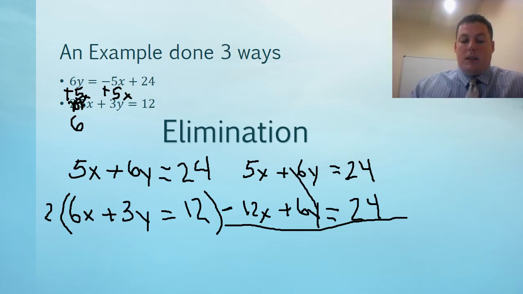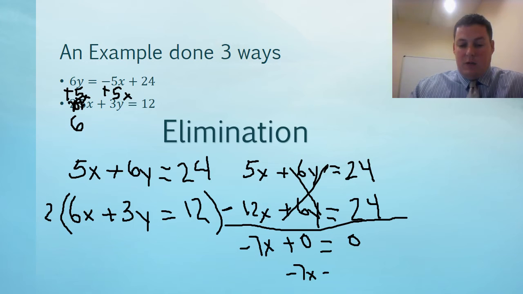So 6y minus 6y gives me just 0. 5x minus 12x gives me negative 7x. 24 minus 24 gives me 0. So I have negative 7x equals 0. X equals 0. Remember, that's what we found last time. That's perfect.